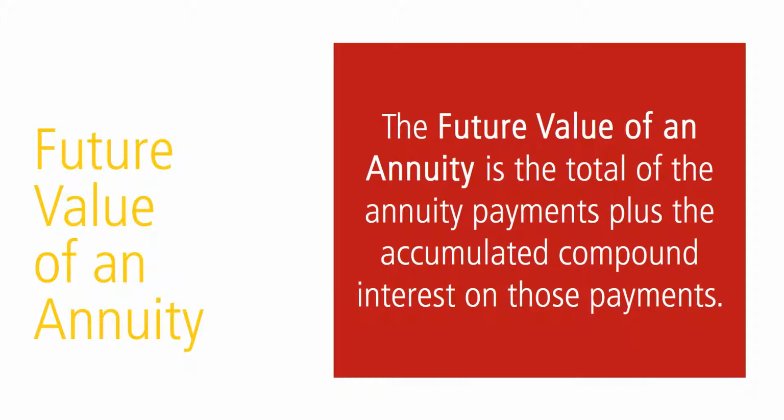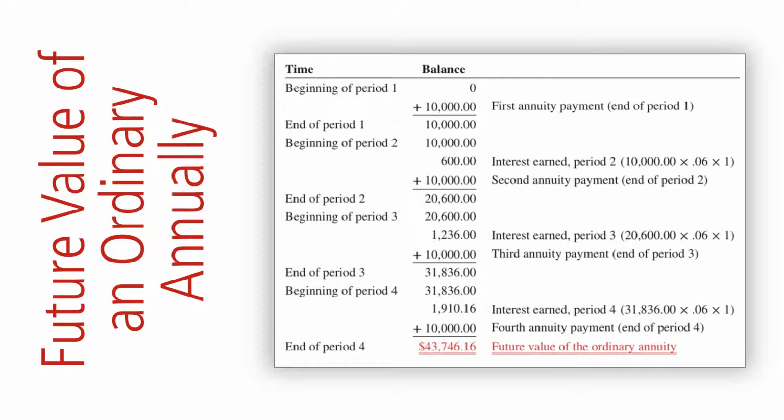The future value of an annuity is also known as the amount of an annuity. It's the total of the annuity payments plus the accumulated compound interest on those payments. For illustrative purposes, consider the following annuity calculated manually. What is the future value of an ordinary annuity of $10,000 per year for 4 years at 6% interest compounded annually? Because this is an ordinary annuity, the payment is made at the end of each period, in this case years. Each interest calculation uses I equals PRT, with R equaling 0.06 and T equaling 1 year.